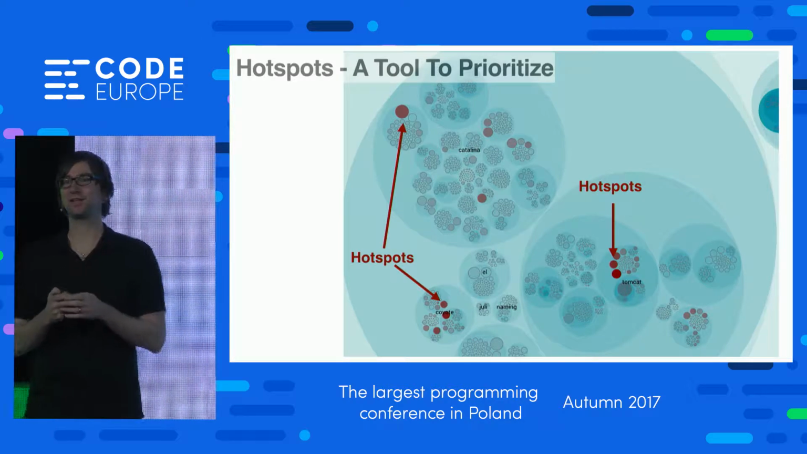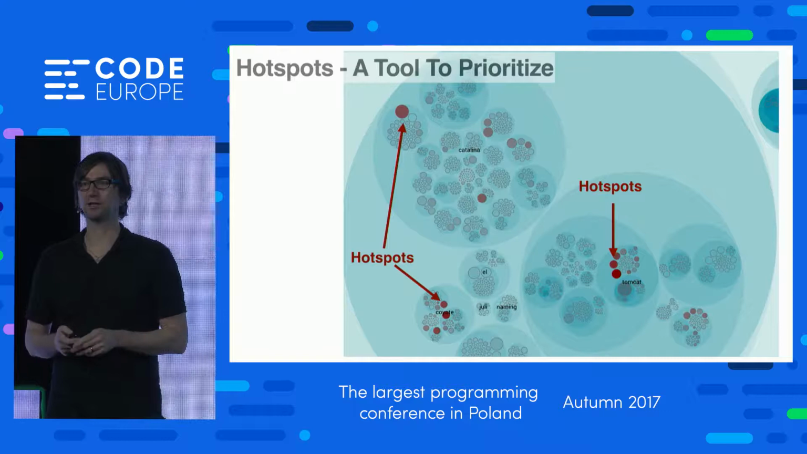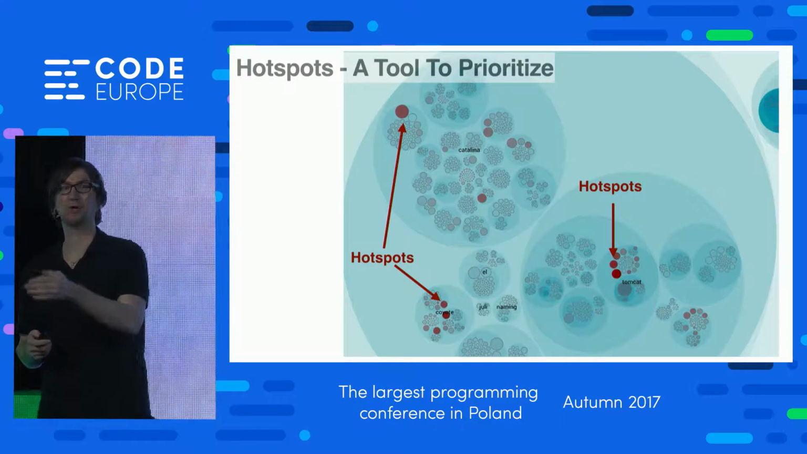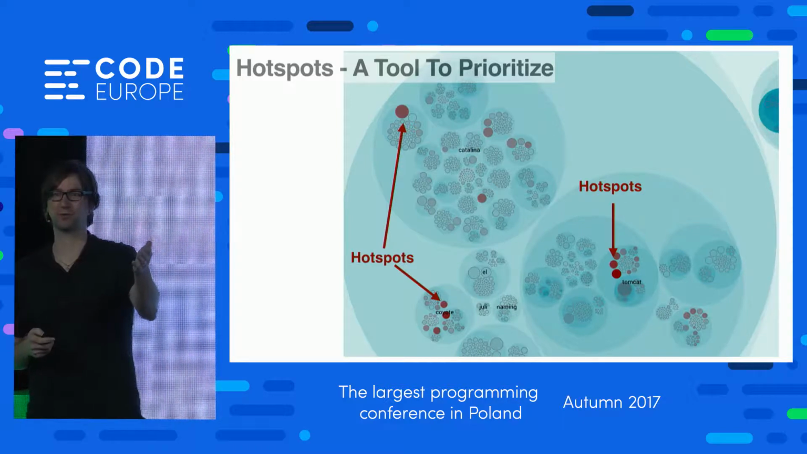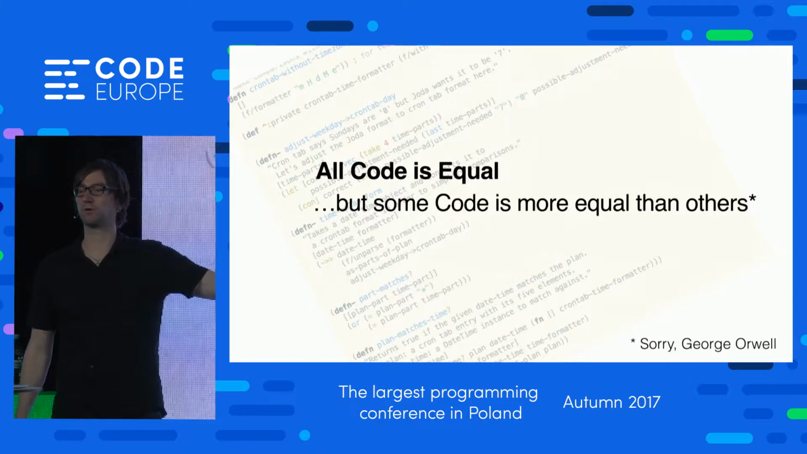And there's a fascinating reason why that's the case. And I want to show you that reason by borrowing a quote from Mr. George Orwell. You all probably remember his famous quote. George Orwell once said that all code is equal, but some code is more equal than others.